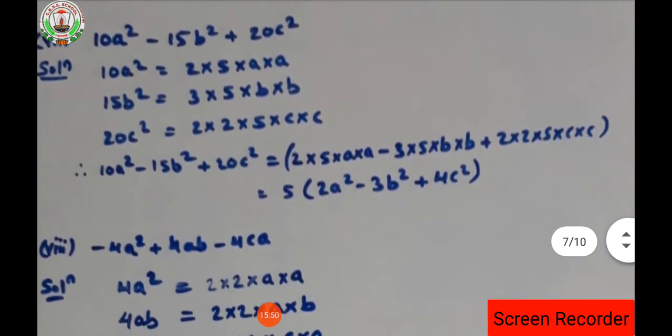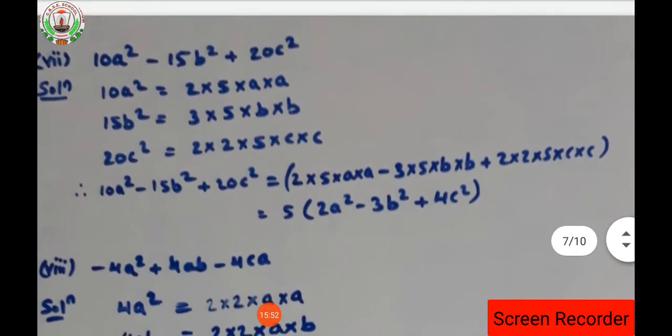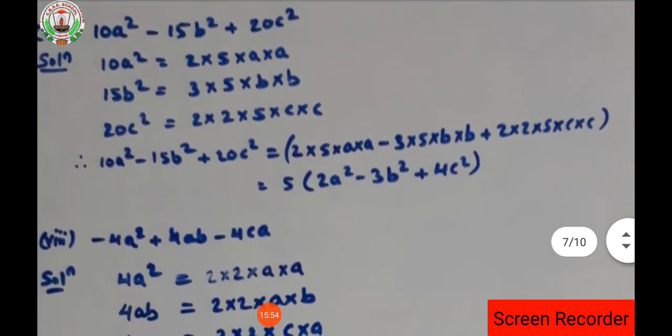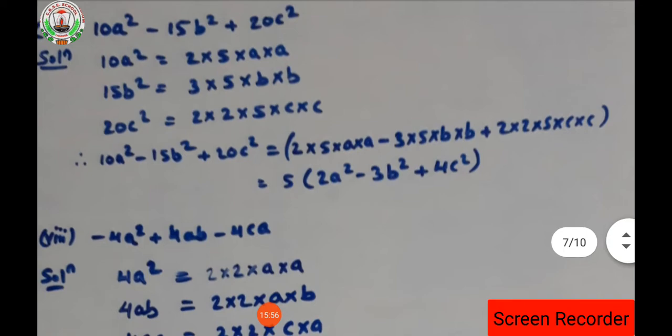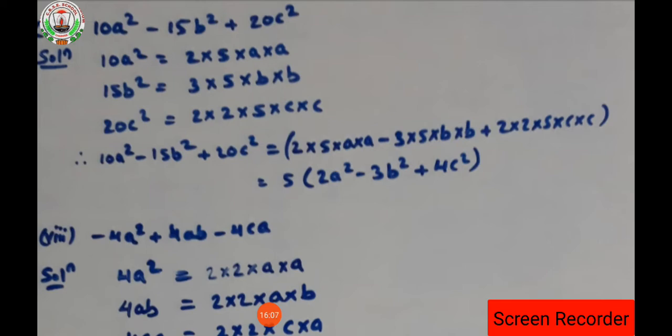Similarly, for question number 2, seventh part: 10a square minus 15b square plus 20c square. So how many terms are there? 3 terms are there, isn't it? The 3 terms will be expanded in the same way as the 2 terms, as the binomial terms are expanded. This one is a trinomial because it contains 3 terms, isn't it?